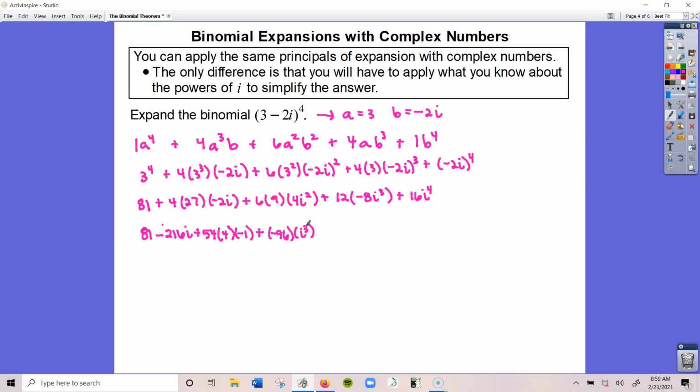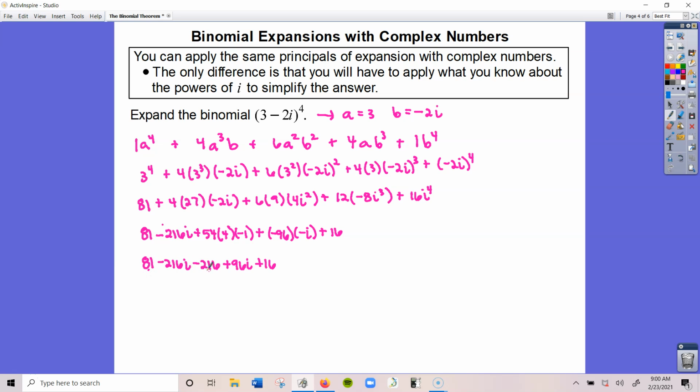Now remember that i to the third here, let's actually replace that. i to the third, if you remember your powers of i, represents negative i. Plus 16, and then i to the fourth is just 1. So we can leave this as 16. Let's simplify. We have 81 minus 216i. 54 times 4 times negative 1 is negative 216. Negative 96 times negative i is a positive 96i, and then plus 16.